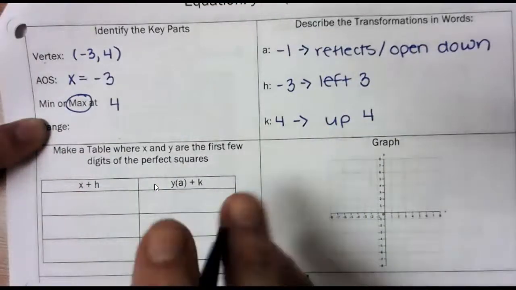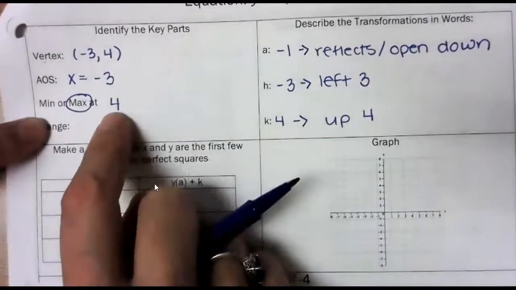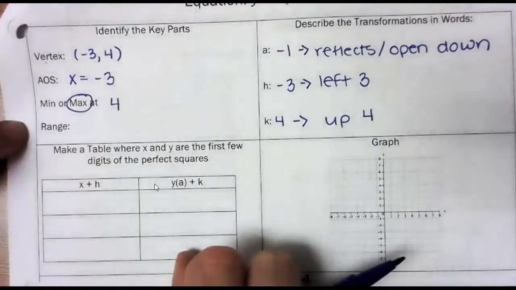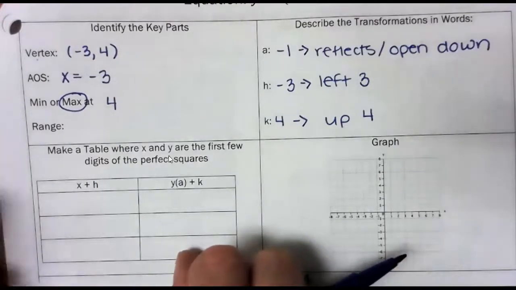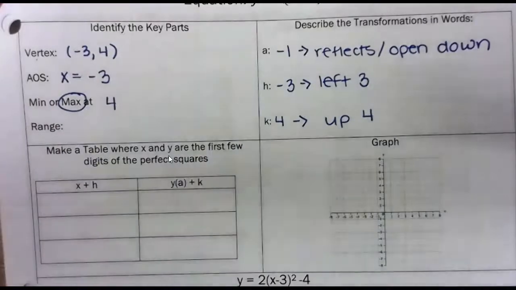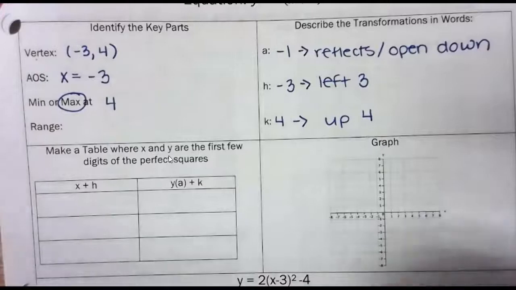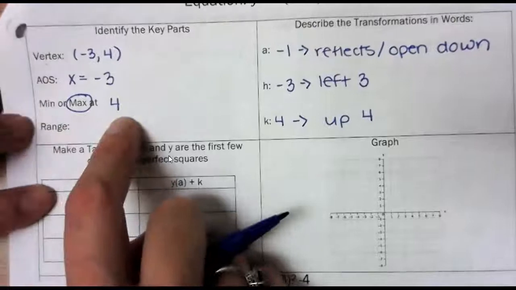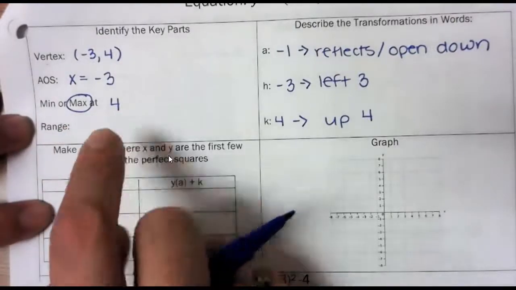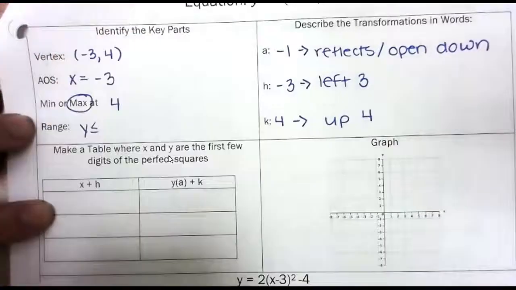Yes, exactly. Since it goes up 4, the max is at 4. No, that's the domain. I tricked you. I didn't put domain on this handout, because it is always all real numbers, and for the sake of space, I just skipped it. So the range is the y values. Anybody know my range? Go ahead, Anna. What do you think? Yep, and less than or equal to what?